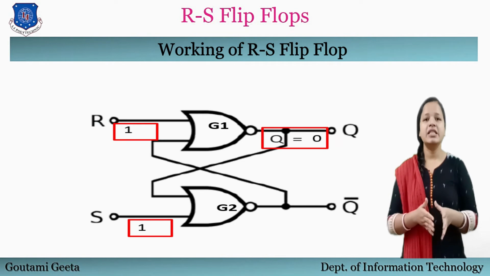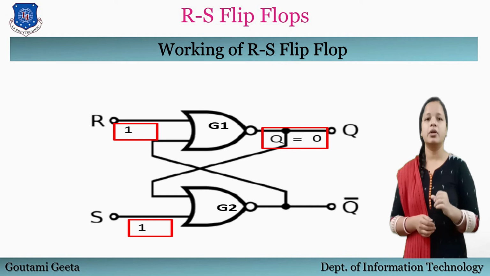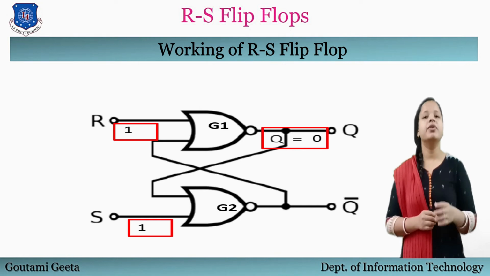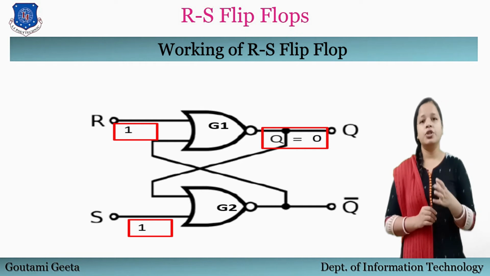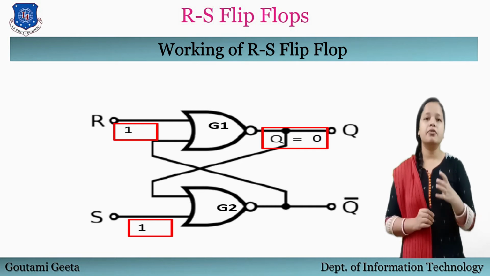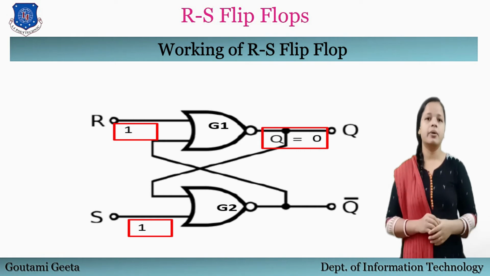When we have S is equal to R is equal to 1, then from the property of NOR gate, whatever the second input at gate 1 or gate 2, we get output equal to 0 regardless of the value of Q. This state of the flip-flop is known as the invalid state, since at both Q and Q dash we will get the same output.